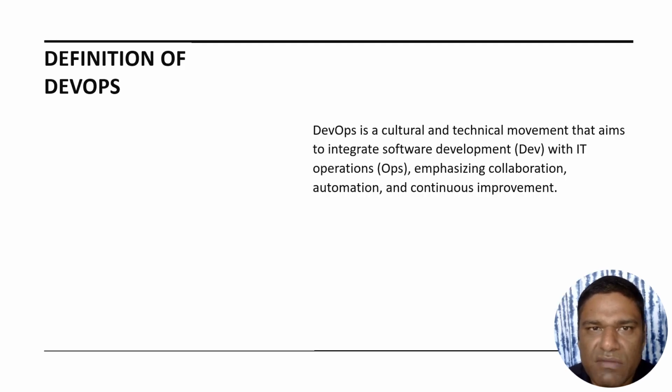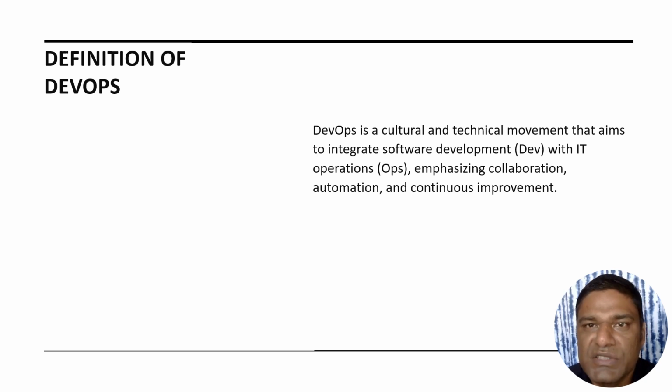So, definition of DevOps, it is a cultural and technical movement that aims to integrate software development with IT operations, emphasizing collaboration, automation, and continuous improvement. But DevOps is just more than this.